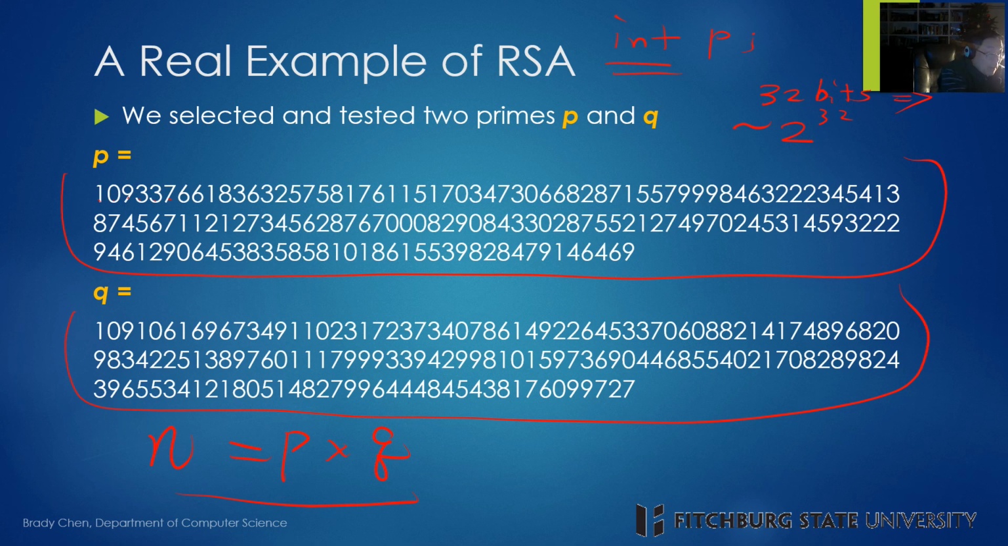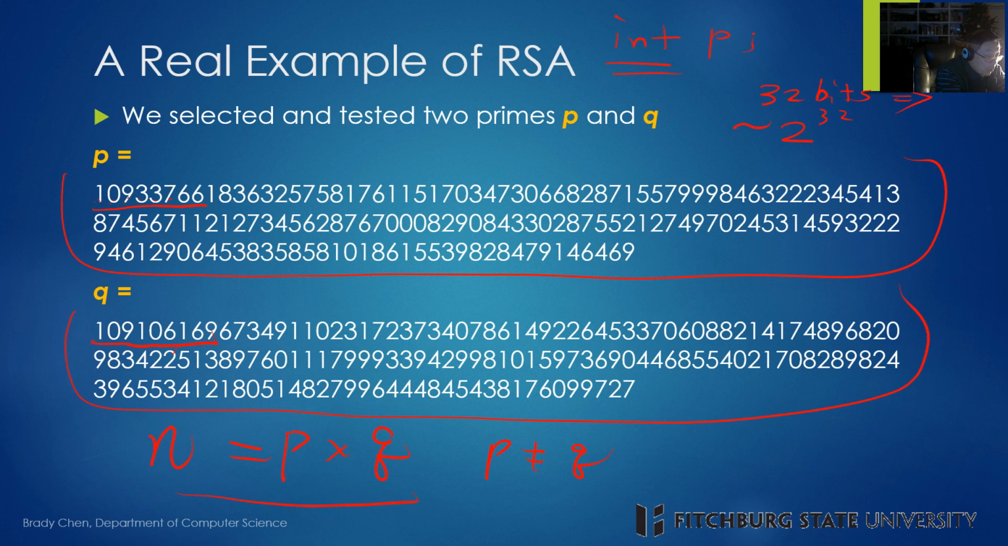So P is about 150 digits, and Q is about the same. So we have two numbers. They're different, right? P is 10933 766 109 106 169. Okay, they're two different numbers. So P is not the same as Q.